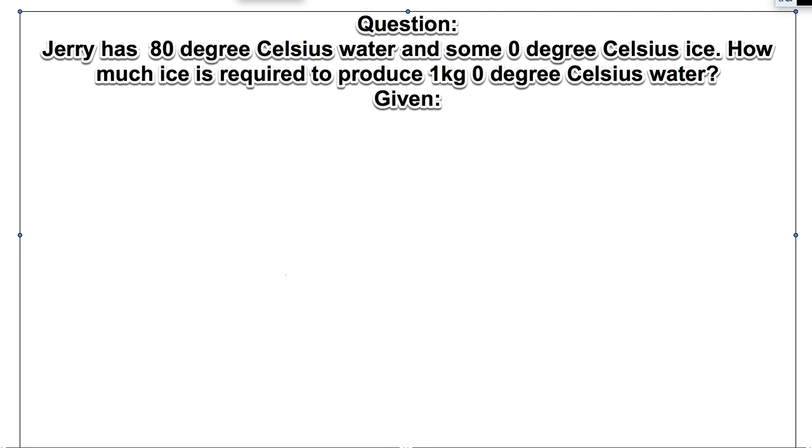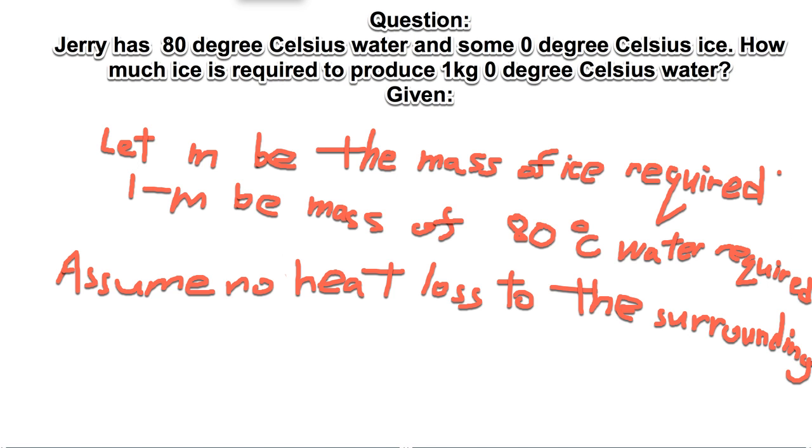Hint: in this question, you can consider the energy released during change of state is the same as the energy required to lower the temperature of water. Before we start to do this question, let's think of something first. Firstly, let m be the mass of ice required and 1 minus m be the mass of 80 degrees Celsius water required. So now first we need to write this statement.